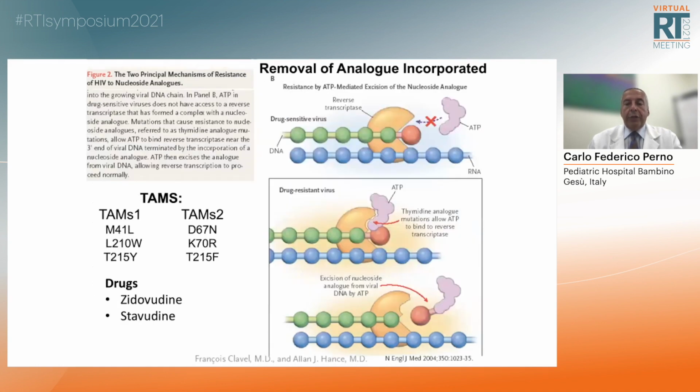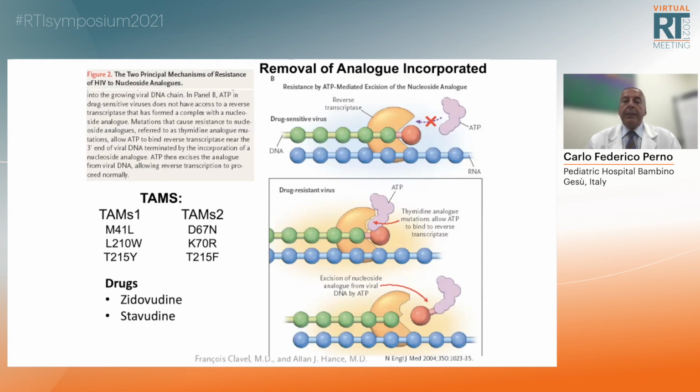Then we have other drugs like the thymidine analogs that instead produce a reaction by the virus different from the previous one. In this case, there is no modification of the reverse transcriptase in such a way that the nucleoside analog is no longer able to reach the reverse transcriptase.